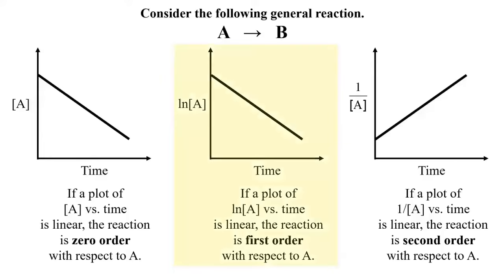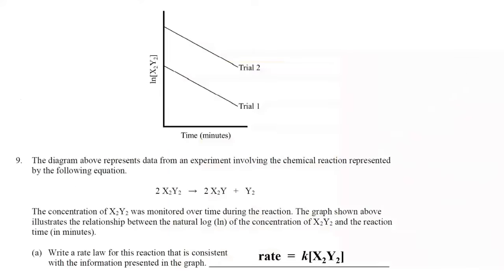So here we see that natural log of concentration versus time is linear, so it's first order with respect to this reactant. The reactant is X2Y2, so the rate law is rate equals k, the rate constant, times the concentration of the reactant raised to the first power because it's first order kinetics.